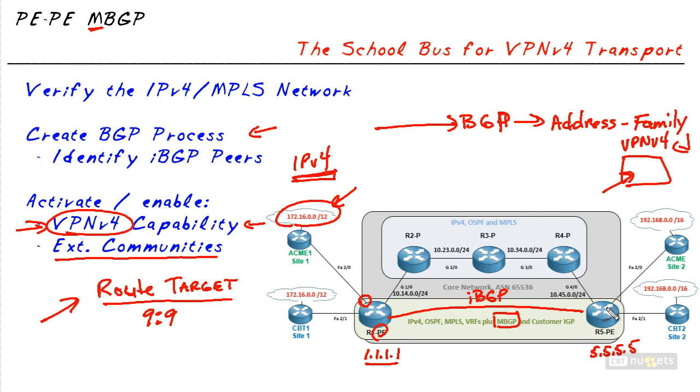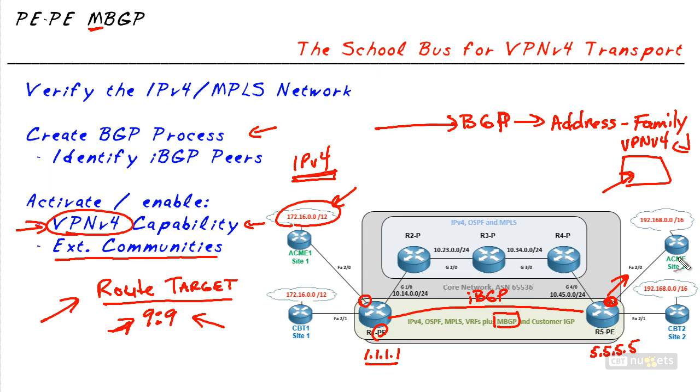Well, if we've configured over here on R5 that R5 should pay attention to the route target of 9:9, and anytime it sees that route target, to go ahead and take it out of BGP and import it into the VRF for Acme so it can advertise it up to Acme Site 2. So the way that you and I are going to use a route target is we're going to use it to control where specific VPNv4 routes are advertised.